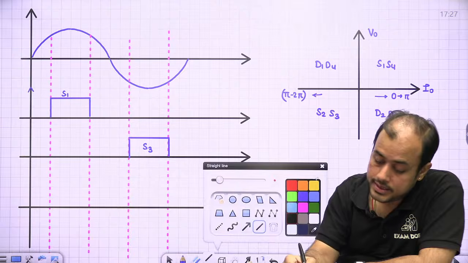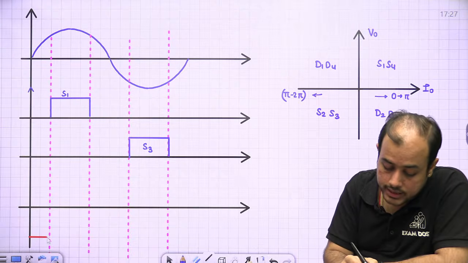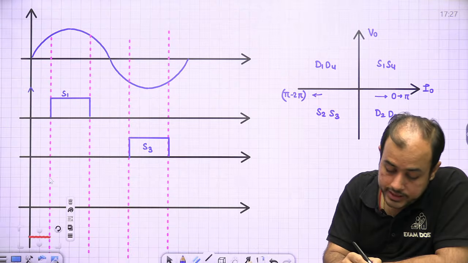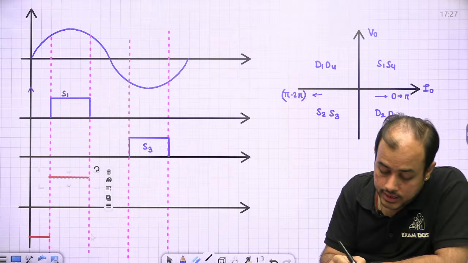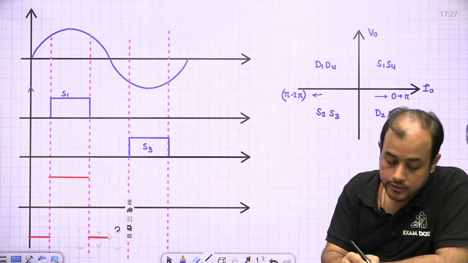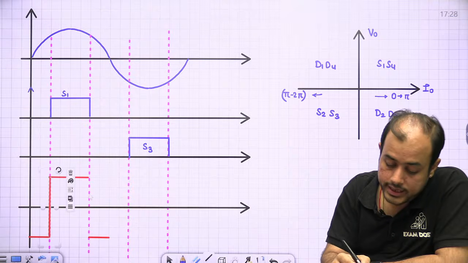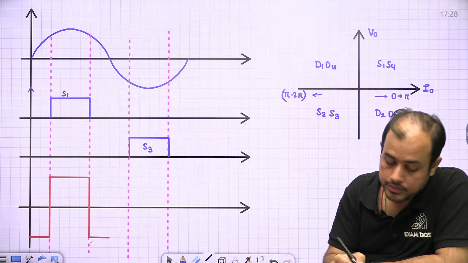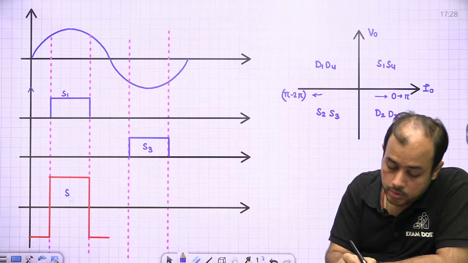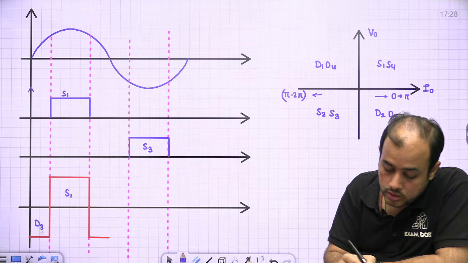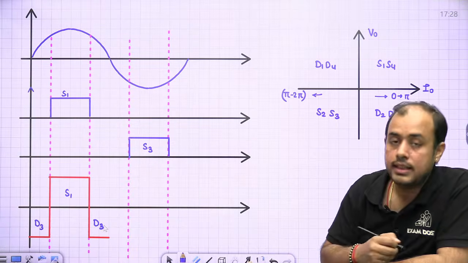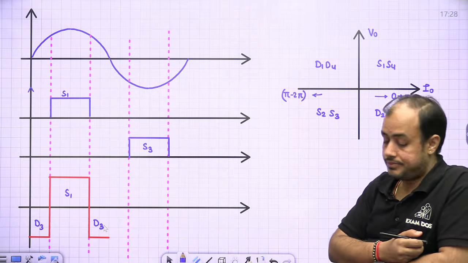So beta, what am I saying? If S1 conducts, VA0 will be VDC by 2. If S1 does not conduct, for positive I0, D3 will conduct. If S1 conducts, very good; if not, D3 will turn on, due to which V0 will be negative.